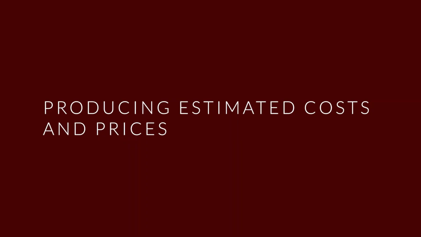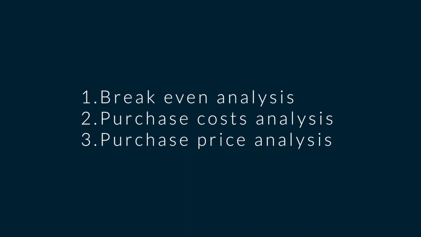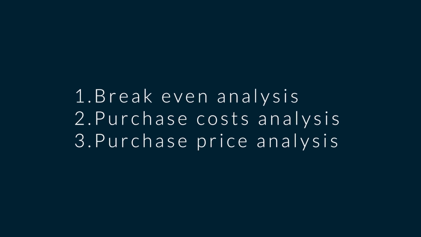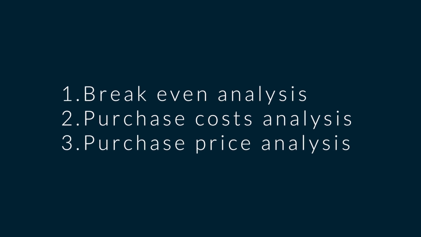Now, having said that, let us look at producing estimated costs and prices. The point is that now that you're aware of the difference between direct costs, indirect costs, fixed costs, variable costs, and the examples that fall within those, the question then becomes, what exactly are you supposed to do with that information? There are three things you can do with that information. In this case, we're talking about break-even analysis, purchased cost analysis, as well as purchase price analysis.